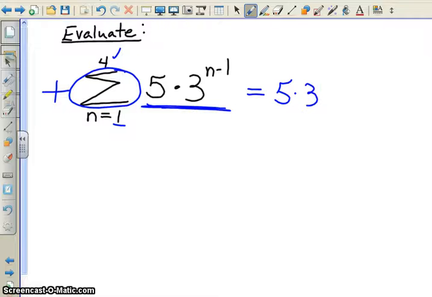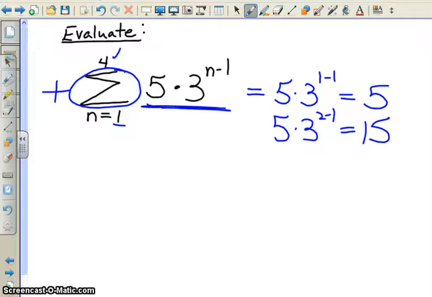5 times 3 to the 1 minus 1. 3 to the 0 is 1 times 5 is 5. Term number 2. 2 minus 1 is 1. 3 to the 1 is 3 times 5 is 15.